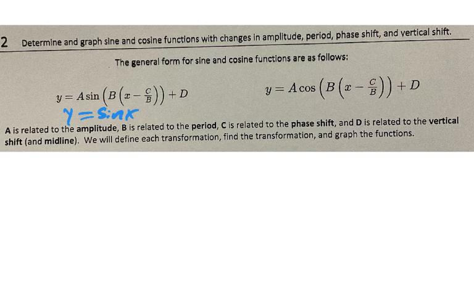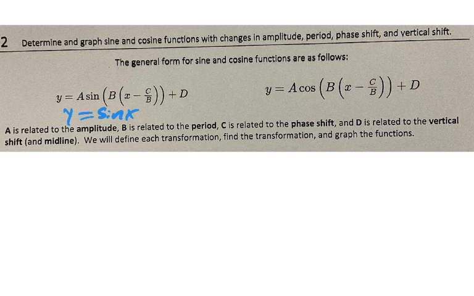Vertical shift. When we add or subtract something on the outside, it shifts the graph up or down. That's the same thing it does here. Whatever the D value is, that is your vertical shift. Okay? So if it's plus 3, we're shifting the graph up 3.